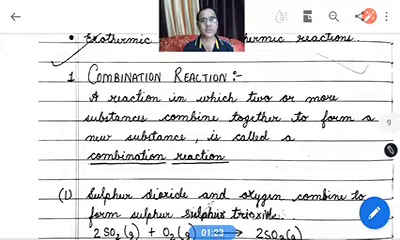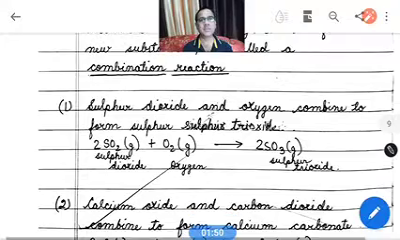So the definition, you see: a reaction in which two or more substances combine together to form a new substance is called a combination reaction. Very simple definition. I hope you have understood it. Two or more substances, when they combine together, form a single compound or single substance, and that is called a combination reaction. You can understand better with the help of these examples.